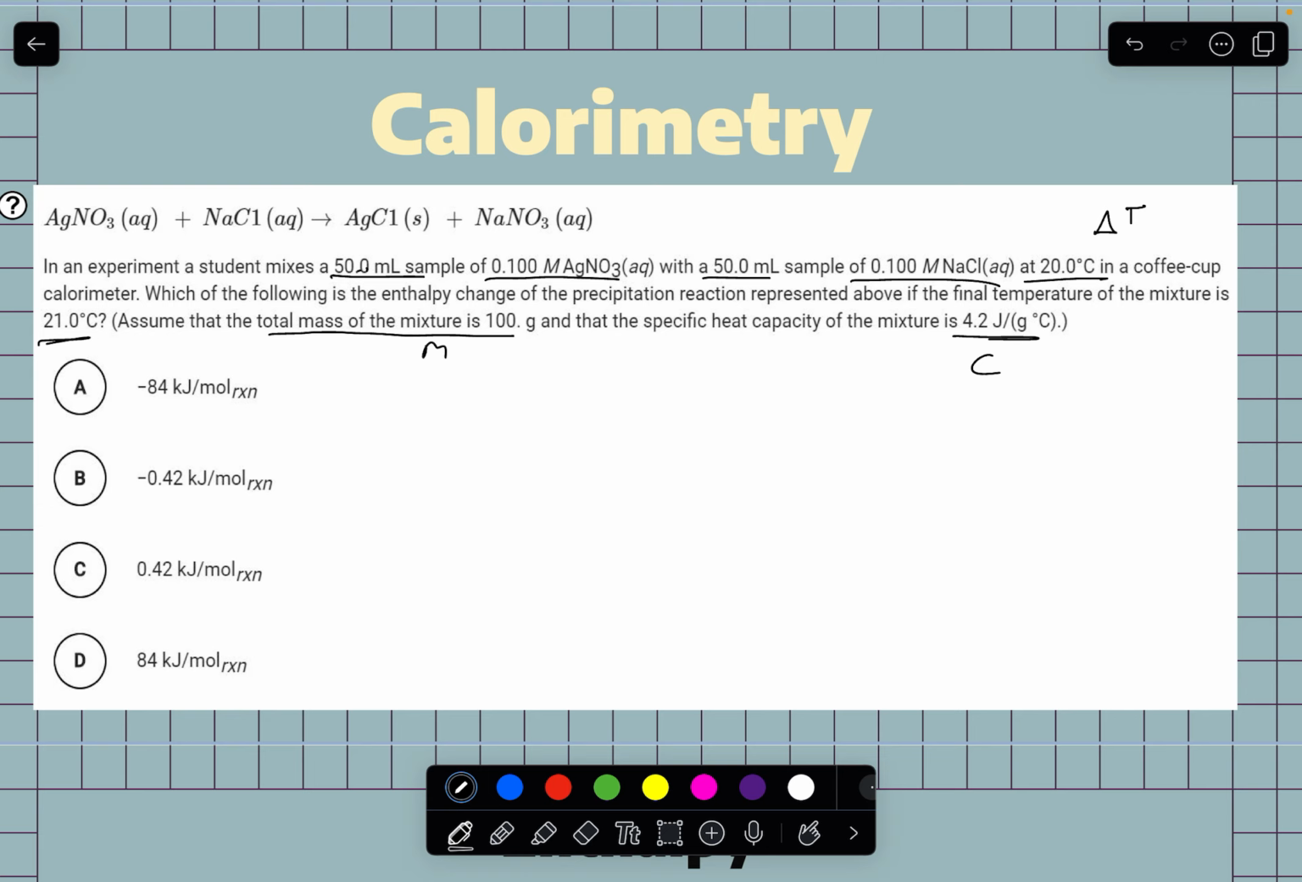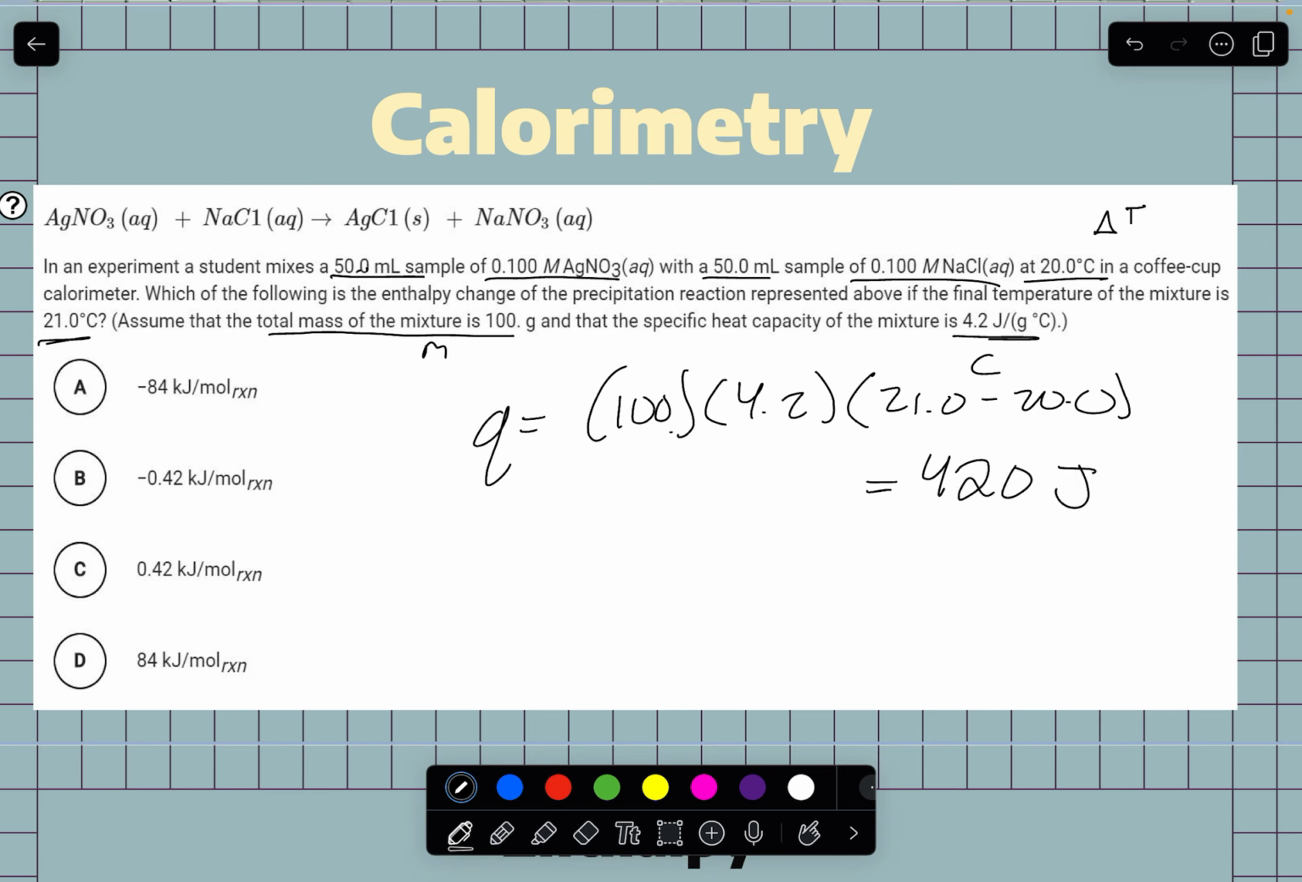Okay, so let's go ahead and put our numbers in. We have Q, our mass is 100, our specific heat is 4.2, and our change in temperature is 21 minus 20. And from that you get 420 joules. Notice here none of our answers are in joules, or in kilojoules. So that's also equal to 0.420 kilojoules. All right, so which one matches that?